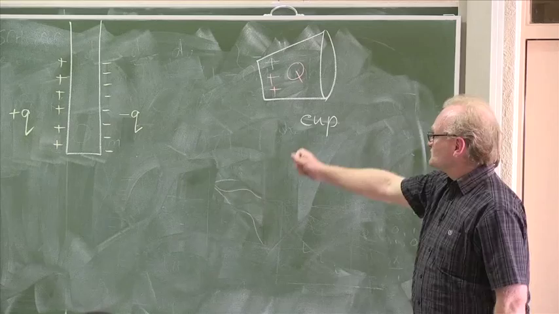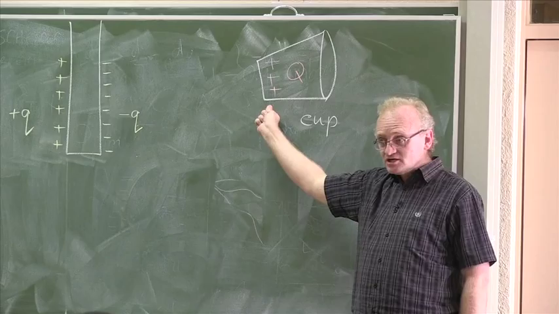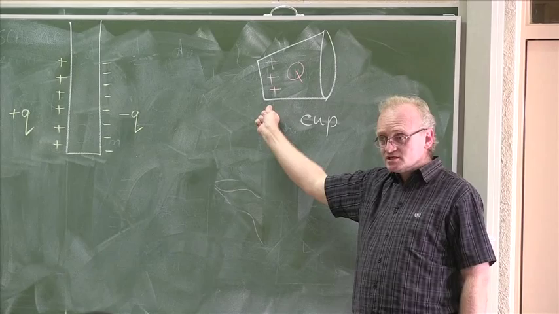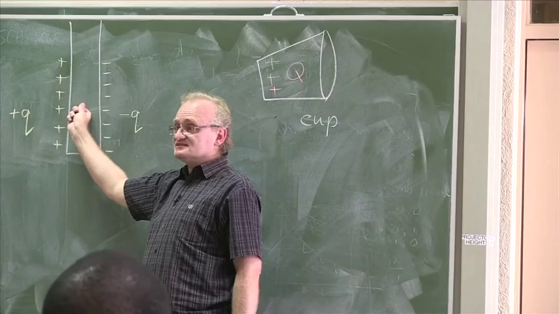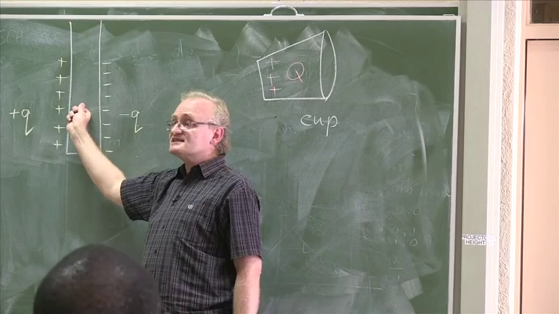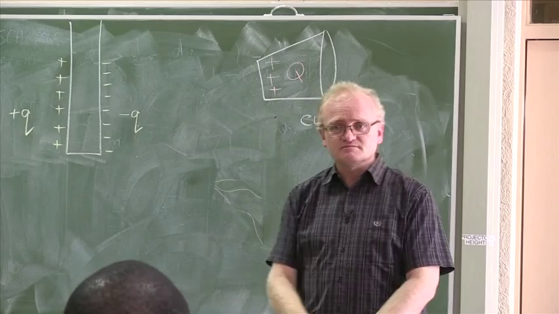So the cup we can model as a point charge. For what purpose? When will we model the cup as a point charge? When we're far from the cup. So when we want to think about the field that is inside the needle, we will model the cup as a point charge. Good. What else can you tell me?